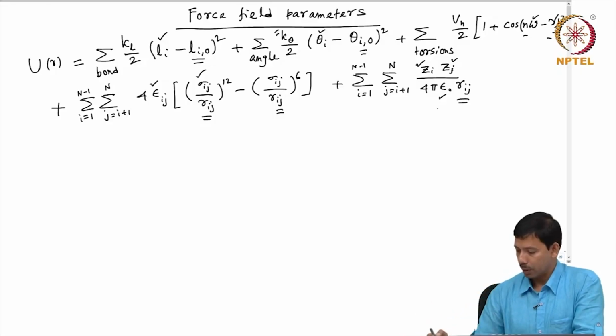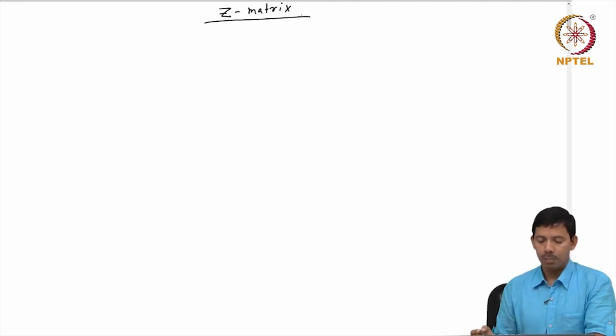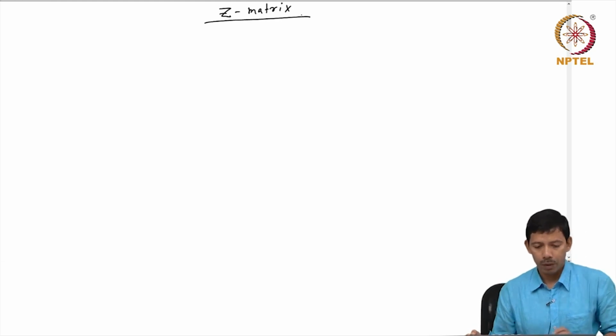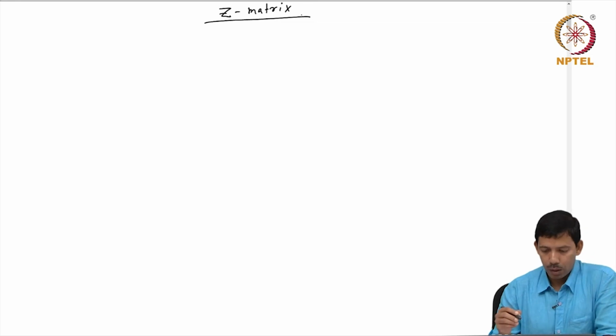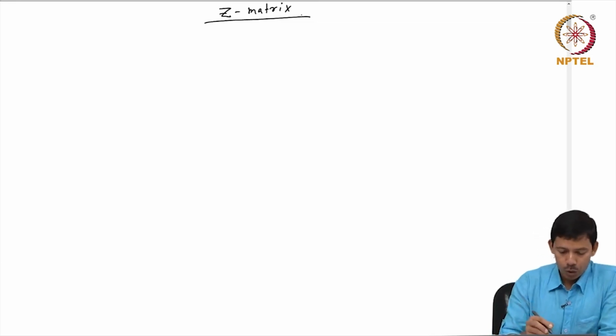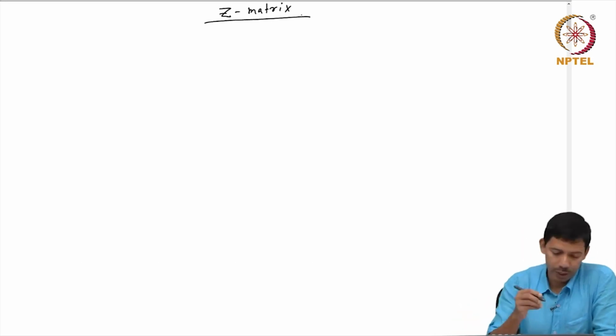Now what is a Z matrix? So a Z matrix, as I said, basically writes the internal coordinates of a molecule in a more tractable form. Let's say I'm taking the example of ethane.